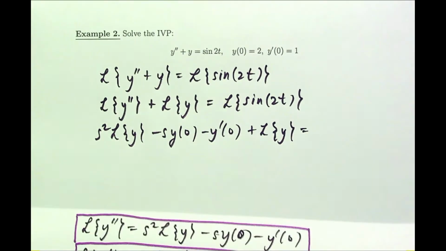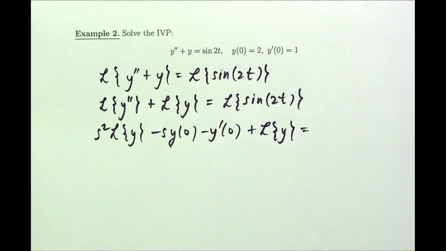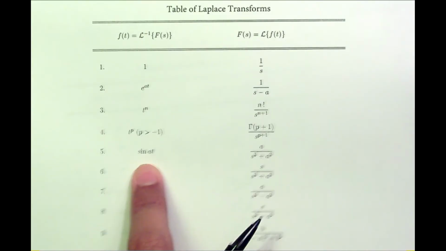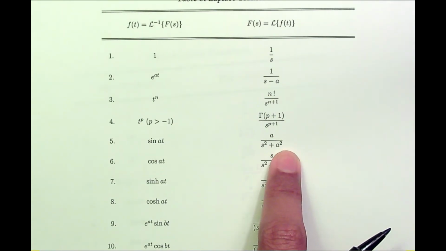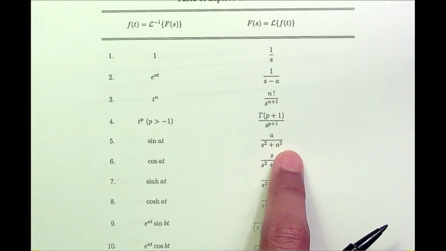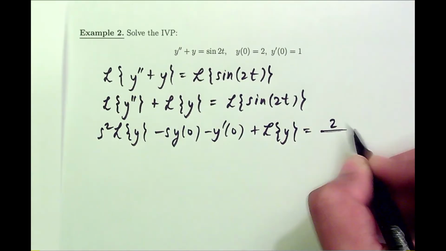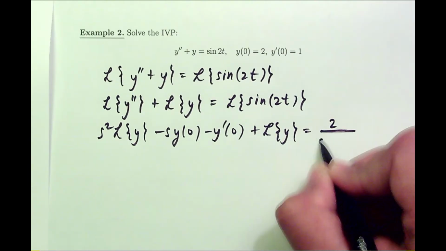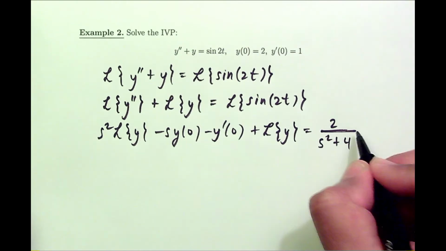And now the Laplace transform of sine of 2t. The Laplace transform of sine of 2t, there it is, this is where a equals 2. So that's going to be 2 over s squared plus 2 squared, which is 4. So 2 over s squared plus 4. So the right hand side is 2, all that over s squared plus 4. Okay.